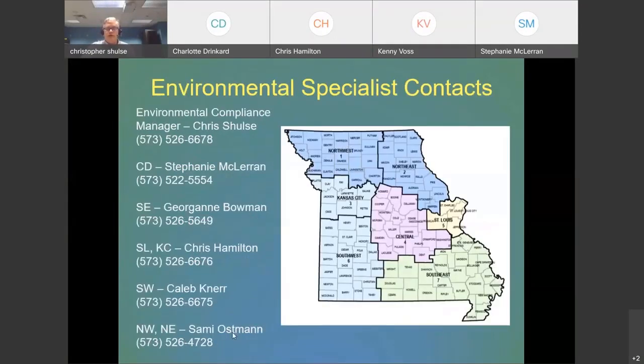And here are our assignments. Of course, I'm the Environmental Compliance Manager for Wetlands and T&E. Stephanie has Central District. Georgianne Bowman, who is on vacation now for 2 weeks, has Southeast. Chris Hamilton has Wetlands for St. Louis and Kansas City, and also T&E for St. Louis. And Caleb has both T&E and Wetlands for Southwest. And Sammy Ostman, who is also on vacation, has Northwest and Northeast.